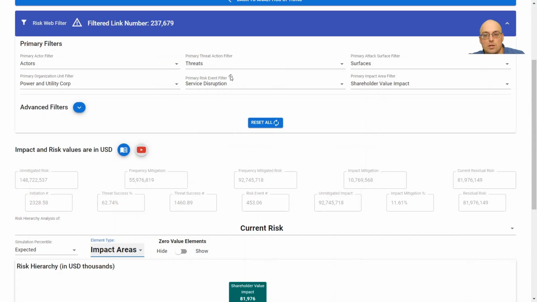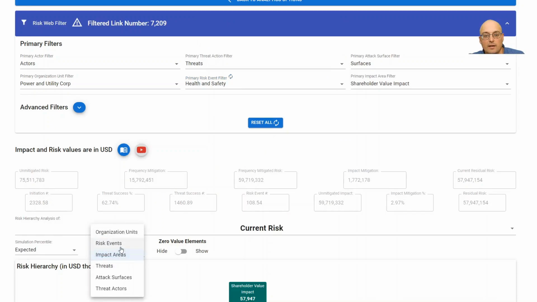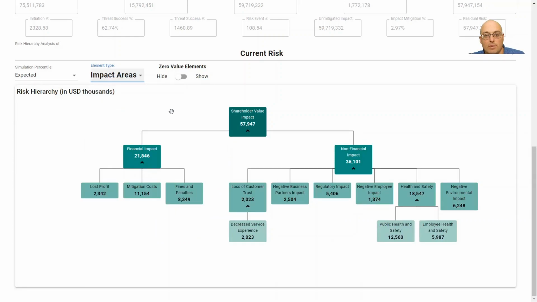However, if we switch our focus on the risk event side to health and safety events, then again, from a risk events perspective, you can see gas explosions, wildfire caused by grid or other physical accidents. Really, these are mainly public health and safety events primarily. However, when we have the impact areas, then you can see that beside the significant health and safety impact of these risk events, there are other indirect impacts like loss of service experience or reliability impact indirectly. Because of course, if there's a gas explosion or an incident on a transmission line or distribution line, then there is going to be an outage as well in the region.